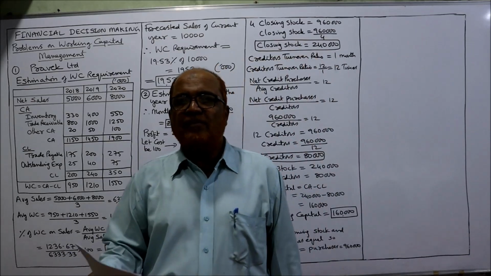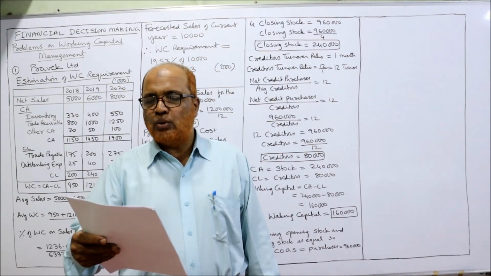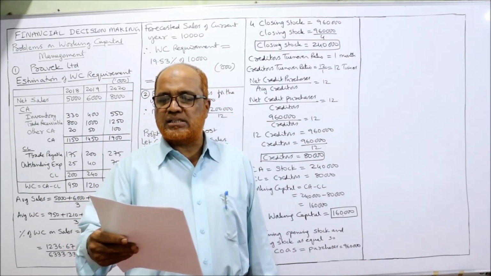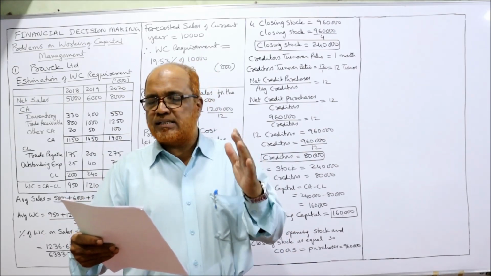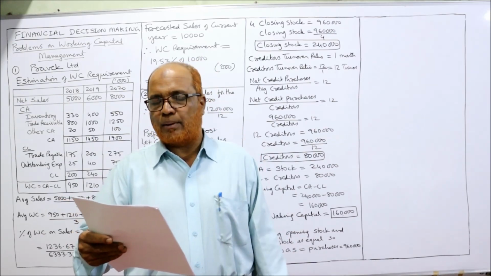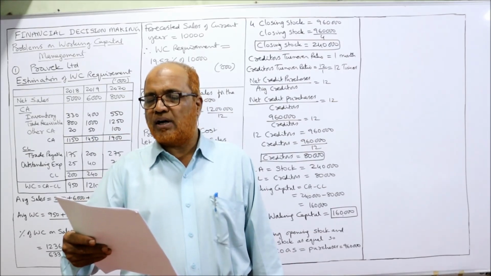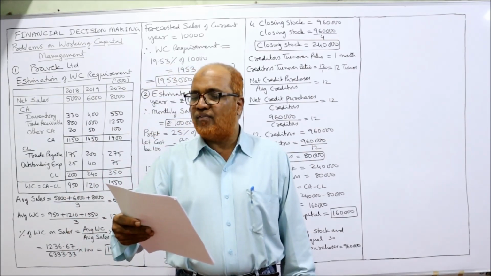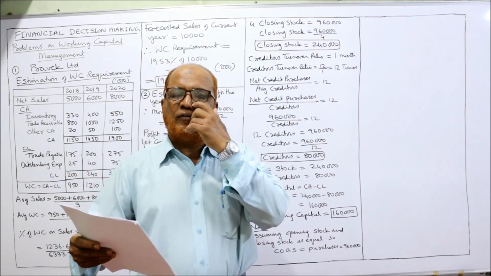Now, see the first problem. Pravik Limited provides you information in respect of its sales and working capital for the last 3 years. You are required to estimate the working capital requirement for the current year, given that the sales forecast for the current year is 1 crore. So we are required to estimate the working capital.